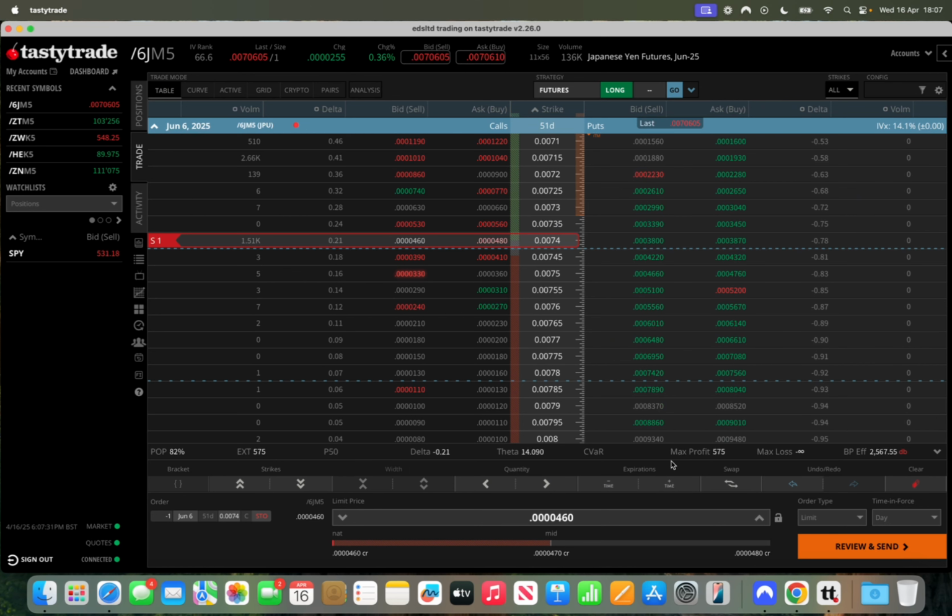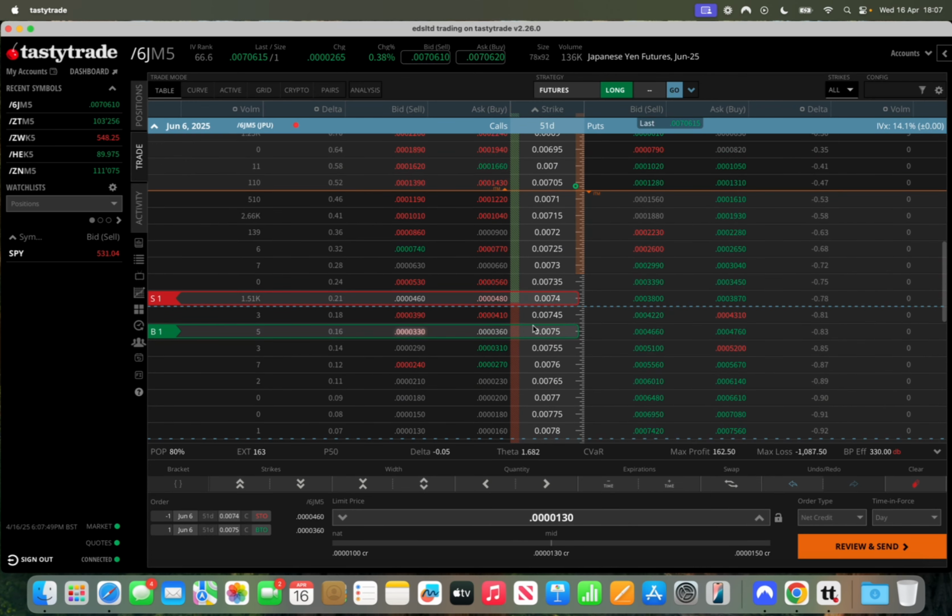And if we look at the numbers here, we're going to collect $575 or $587 up front, and our broker is going to require just over $2,500 in buying power. So what we're going to do now to reduce this buying power requirement is buy another contract further out. Okay, and we're always going to end up with a net credit.